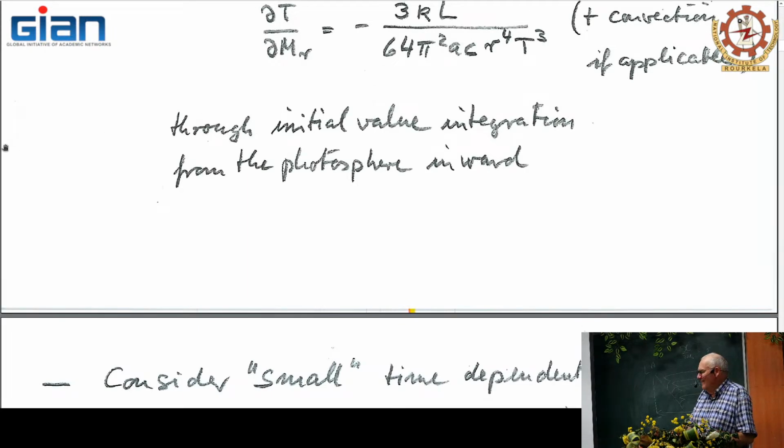Okay, so thank you for today, and tomorrow we will then consider the next steps we will perform to calculate and to describe stellar pulsations and stability.